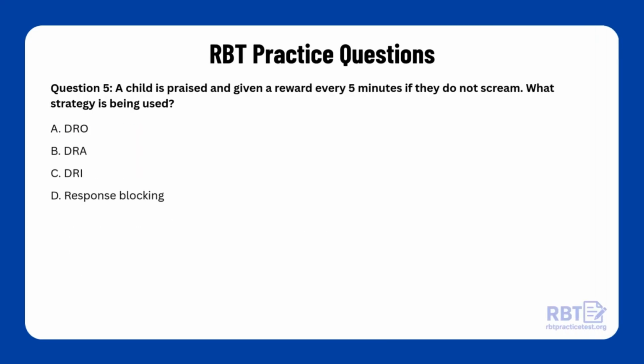Question number 5. A child is praised and given a reward every 5 minutes if they do not scream. What strategy is being used? A. DRO. B. DRA. C. DRE. D. Response blocking. The correct answer is A.